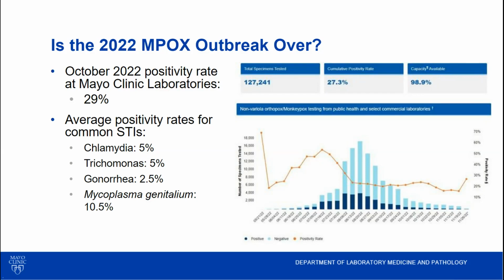We do between 5,000 and 6,000 tests per month for chlamydia and trichomonas and gonorrhea with positivity rates of 2.5 to 5%. My thought is we are not testing nearly enough for MPOX virus if our positivity rates are above 20% nationwide. I'd really like us to get consistently to positivity rates of 5% or less before we start to feel very comfortable that the current outbreak is under control.